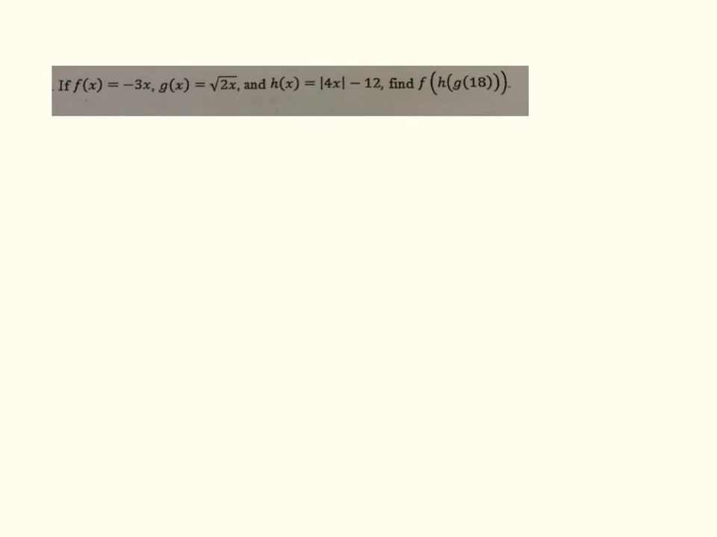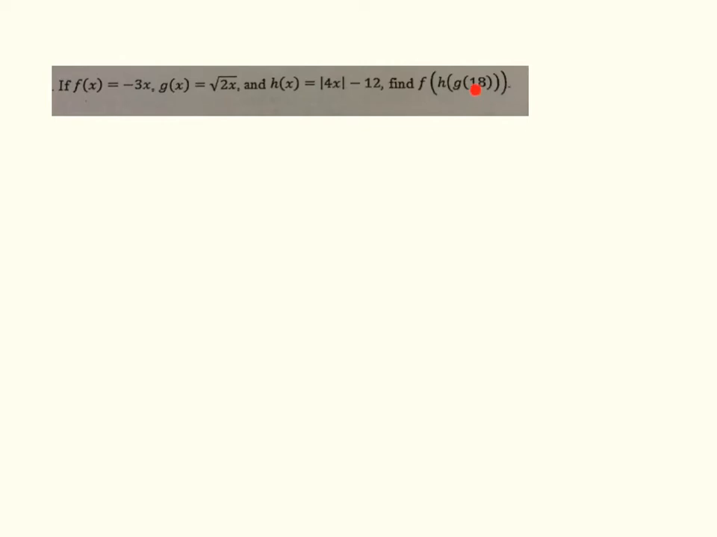For the next problem, and the last problem, I'll get you into a really hard one. So I figured I'd show you a nice simple one and then a more difficult one. It says, if f of x equals negative 3x, g of x equals the square root of 2x, and h of x equals the absolute value of 4x minus 12, find f of h of g of 18.